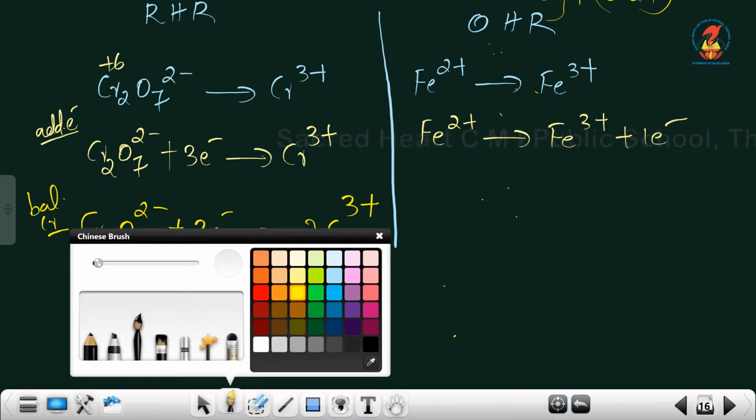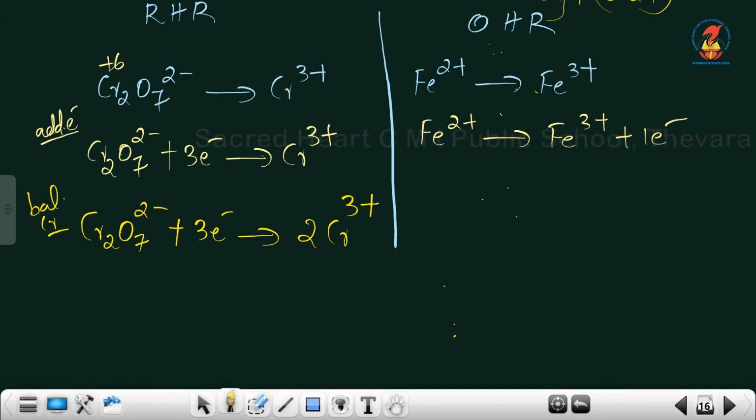Similarly, how can we balance here, which is the atom other than hydrogen and oxygen? Here iron. So here check, we have 1 iron on the left hand side, 1 iron on the right hand side. So iron is already balanced, isn't it? Now after balancing all the atoms other than hydrogen and oxygen, next we have to balance oxygen.